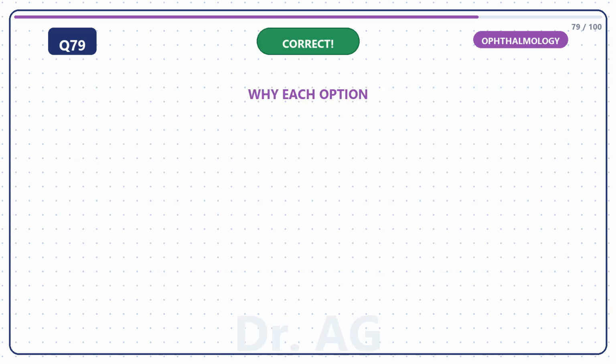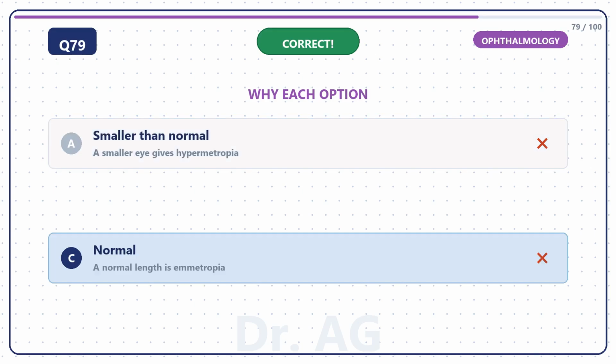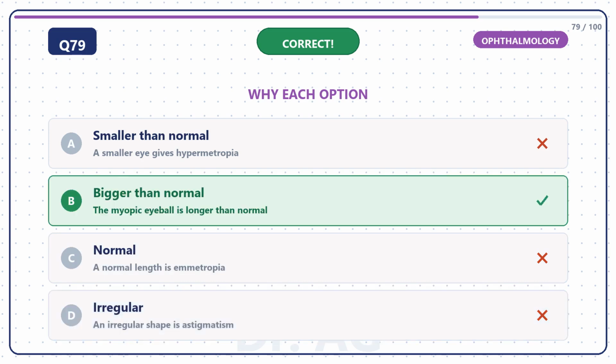Let's go through the options. Smaller than normal. A smaller eye gives hypermetropia. Normal. A normal length is emmetropia. Irregular. An irregular shape is astigmatism. And the correct answer is bigger than normal. The myopic eyeball is longer than normal. So, the right answer is option B, bigger than normal.